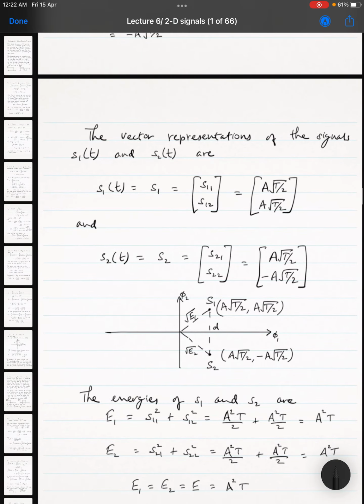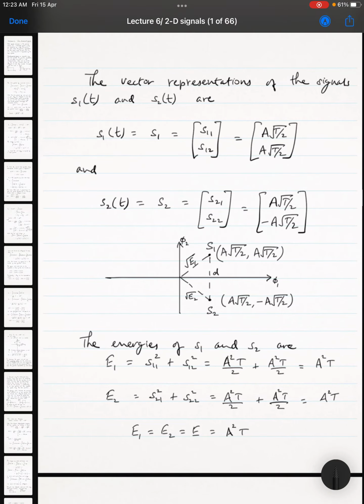So when we plot these points in the signal space with phi1 as one of the axes and the second basis function phi2 as the other axis, we have S1 as root E by 2, root E by 2. So it is this particular point over here at 45 degrees between phi1 and phi2. It's like point 1 comma 1 or 2 comma 2, right? It's the same value for the x and y coordinates. So we have this representation for the signal S1.